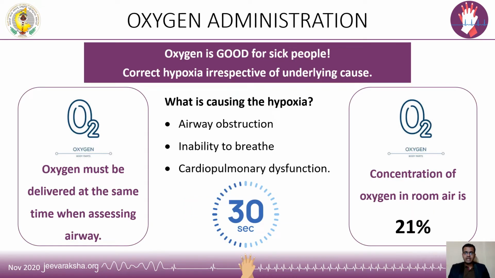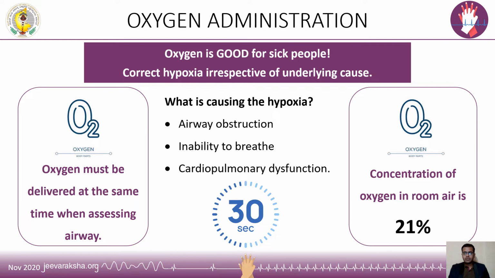Next is the oxygen administration. Oxygen is good for hypoxic patients. You have to correct the hypoxia irrespective of the underlying condition. As in the cardiovascular system, we always tell that as you're resuscitating the patient, you will have to optimize the cardiovascular system. The same applies with respect to the airway. Oxygen must be delivered at the same time when you're assessing the airway.